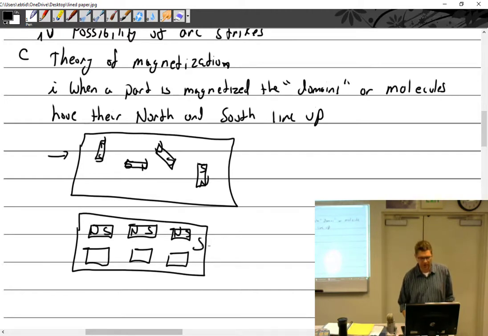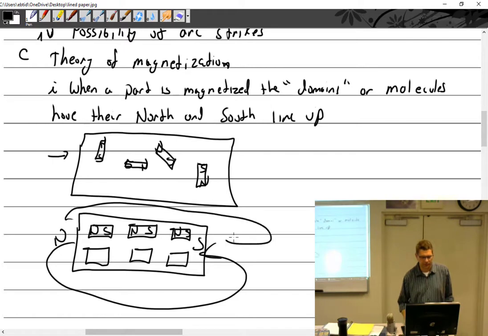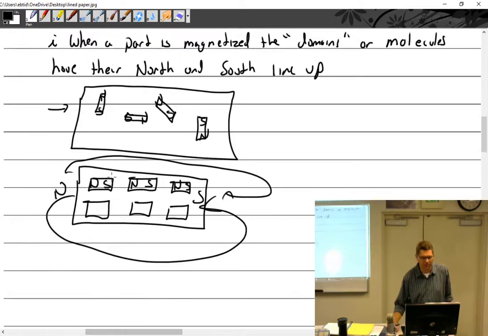So this becomes the south, and this becomes the north, and lines of flux travel from north to south. And so the lines of flux leave the part, and it's all magnetized. So now I have a bar magnet where this is north and this is south. To demagnetize it, I just scramble it, and I go back to where I was before.